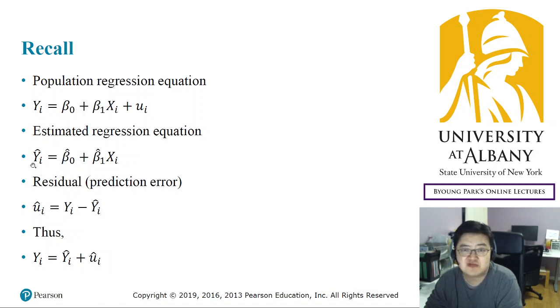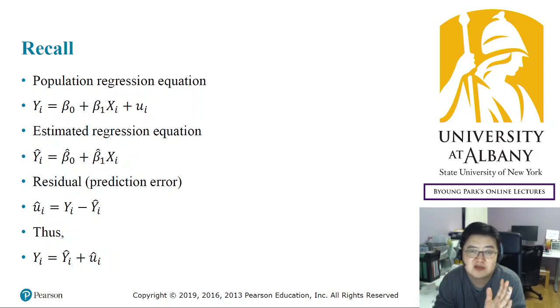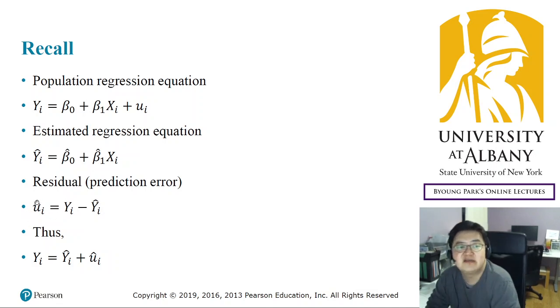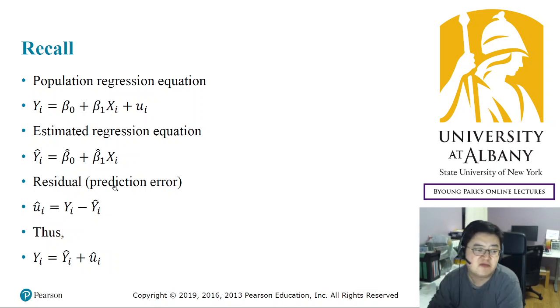Then your prediction will be wrong when you compare it to the actual realization. The realization minus your prediction is the prediction error, and we call that the residual. The residual is u hat. You may think of it as a kind of estimated error. If your estimators are accurate enough, then the difference between y and y hat, the actual realization and your prediction, arises only because of the error term. So in that sense, the residual is a kind of estimated error term. I prefer interpreting this as the prediction error. This may arise from different reasons.